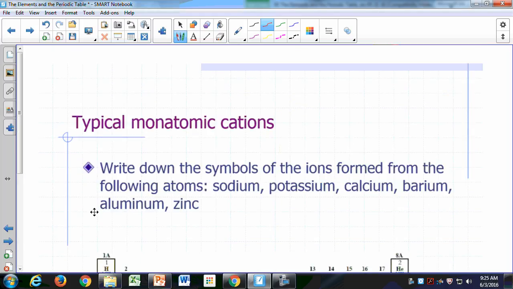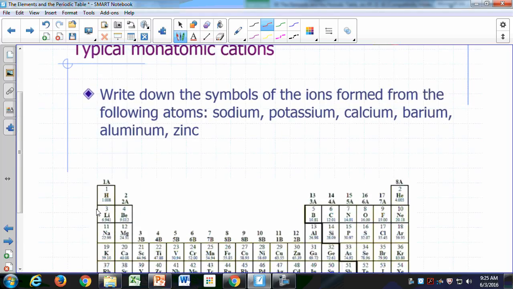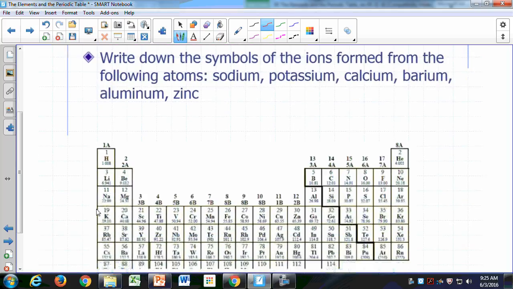Let's look at a few examples based on that. Sodium ion, what would be the symbol? Na+, because it's got a +1 charge. Potassium, where's potassium? K, so +1. The next one is calcium, which I gave as an example earlier. Calcium, group 2A, +2.